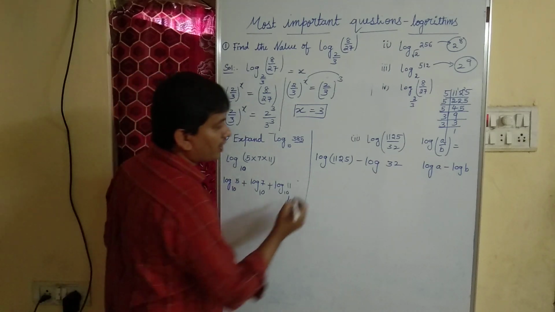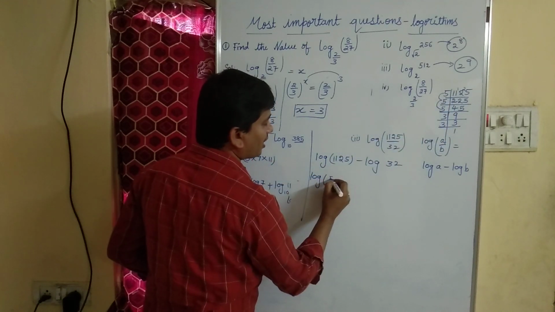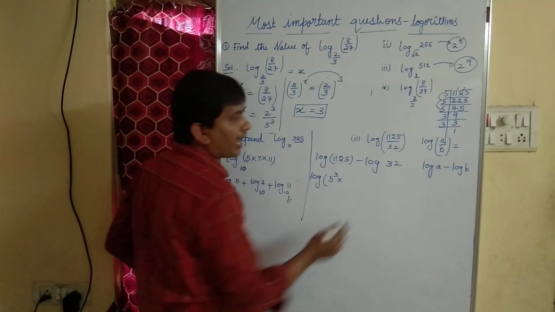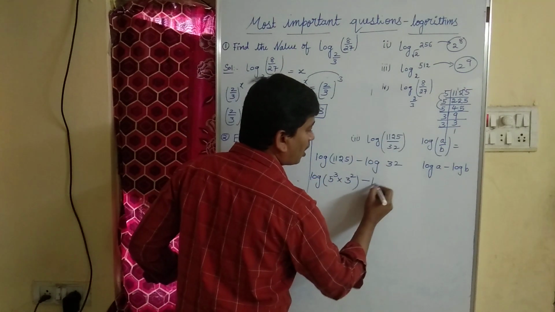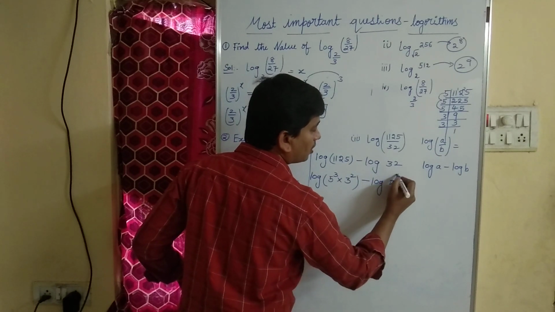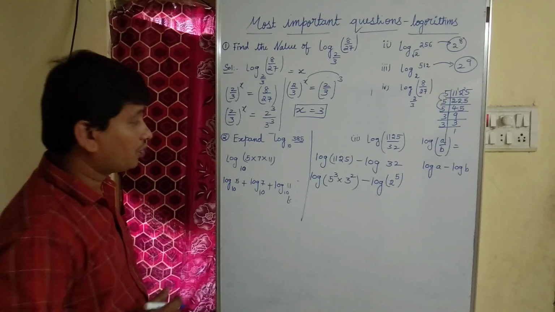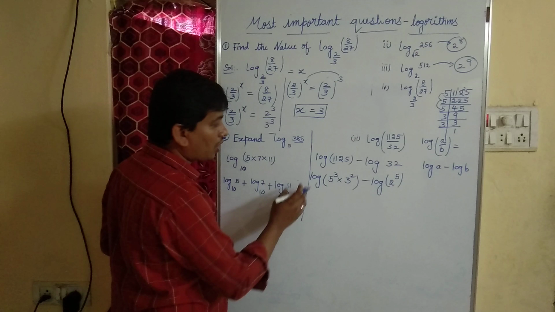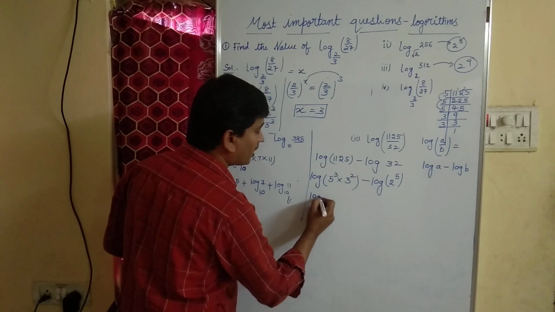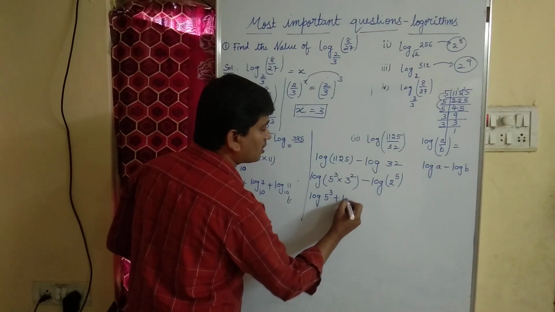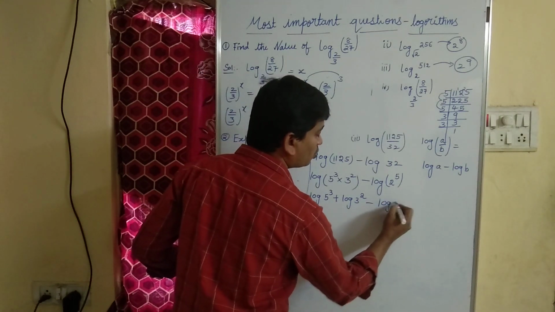So 1125 we can write as log, as 5 is repeating 3 times I can write as 5 cube into, as 3 is repeating 2 times I can write as 3 square, minus log 32 is nothing but 2 raised to the power 5. If you multiply 2 5 times you will get 32. Now which is in the form of log a into b. So what is the formula of log a into b? I can write as log a plus log b minus, as it is log 2 raised to the power 5.